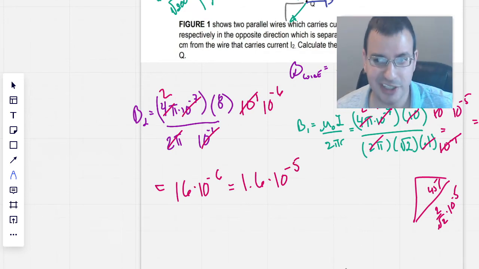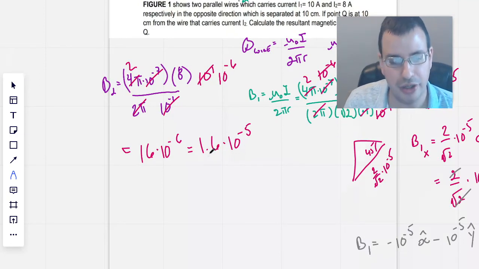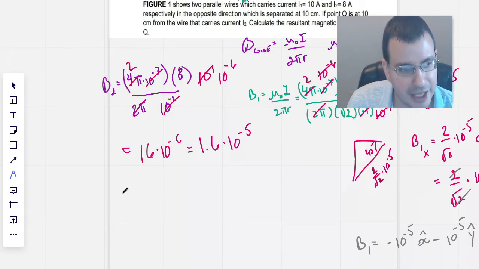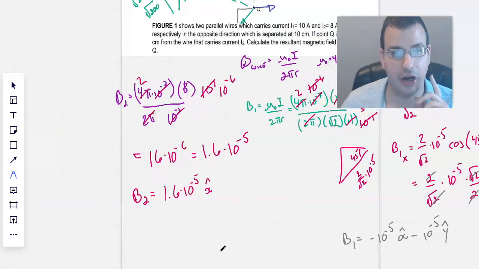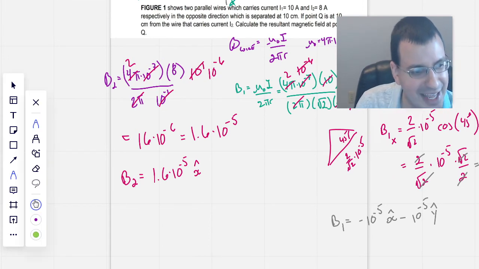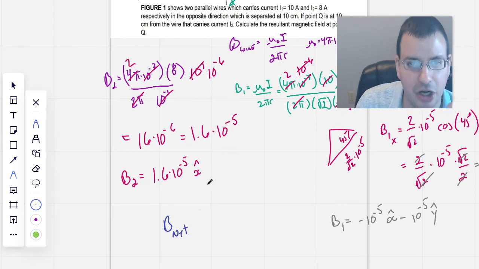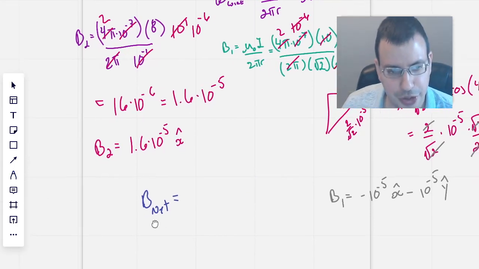which is the same as 1.6 times 10 to the negative 5th. I just want to have the same units for both of these. It makes sense, that's a little bit bigger. That's 1.6. And so I'm going to say that B2 equals 1.6 times 10 to the negative 5th in the x direction. All right, so we want to find the resultant magnetic field. And so I'm going to call this B net for net magnetic field. I guess we could call it BR for magnetic field resultant, but I don't want to. So we're going to do it this way.